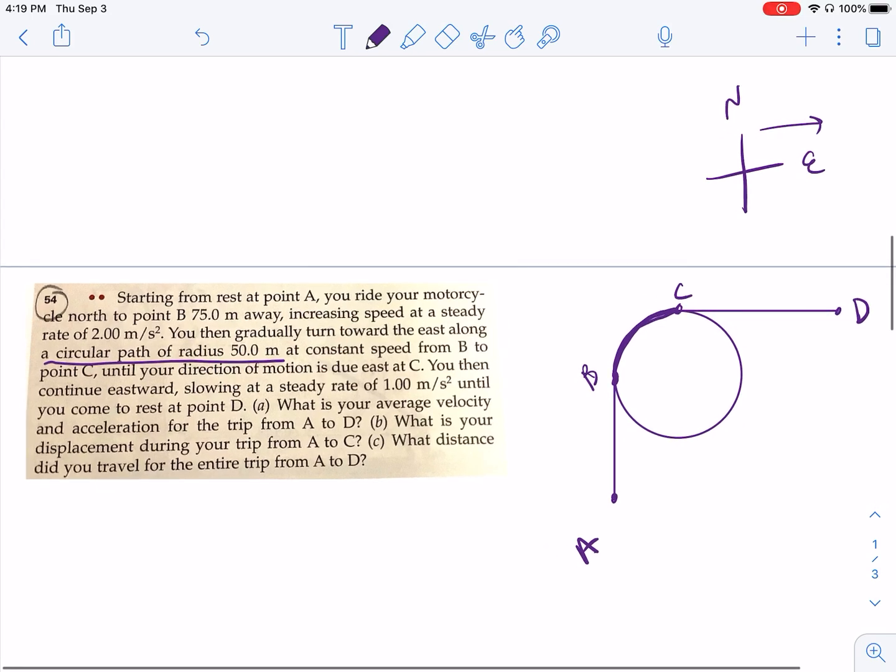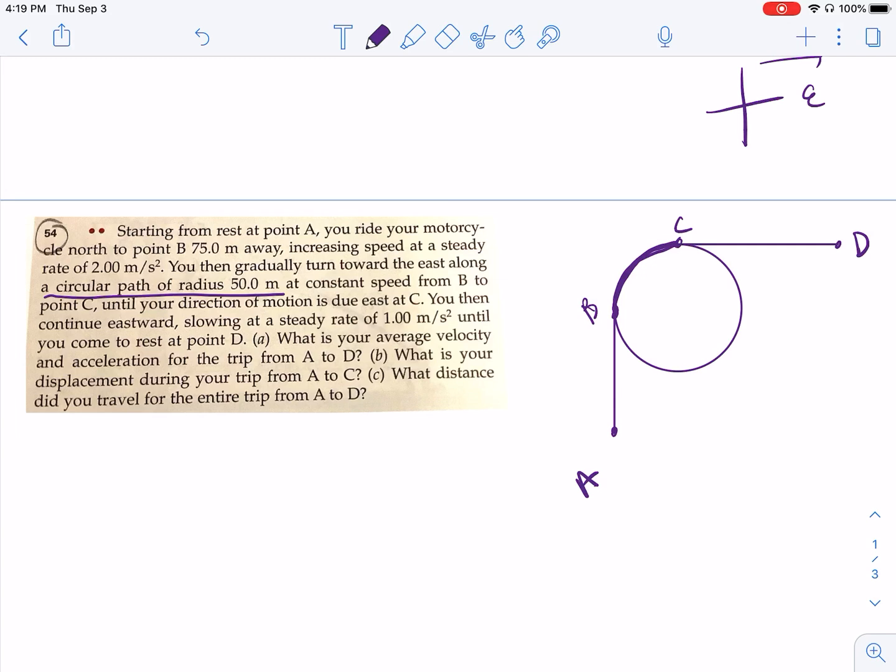So whenever you're doing a problem like this, it is always smart to go ahead and draw yourself a diagram. Diagrams give you a better visual of what's going on. It gives you a visual of what direction your components are in. So I highly recommend always drawing yourself a diagram.